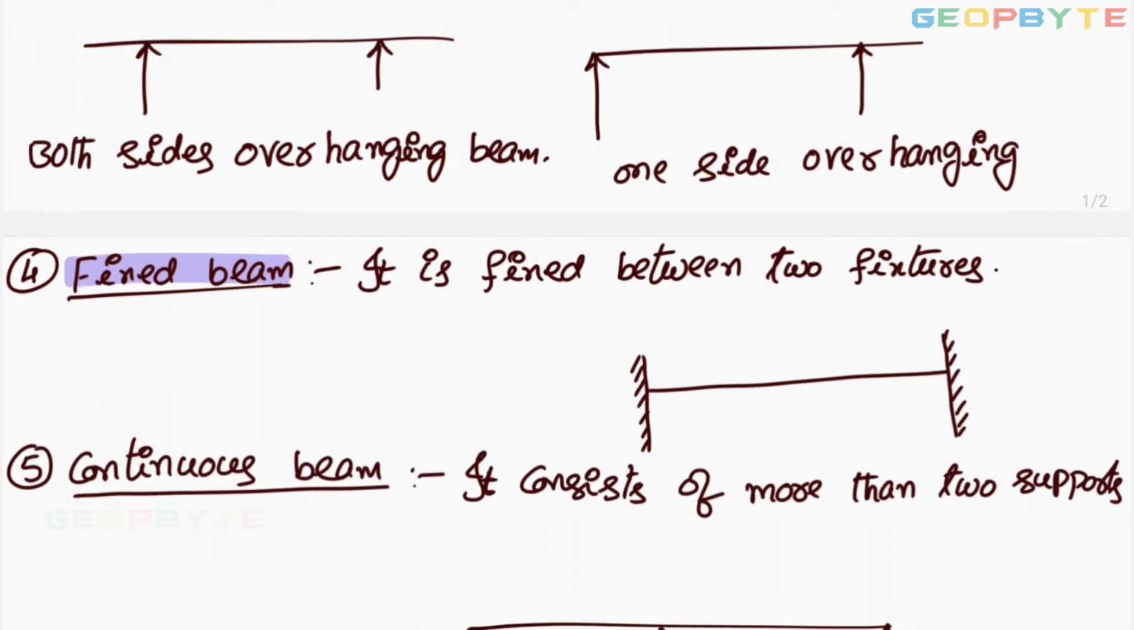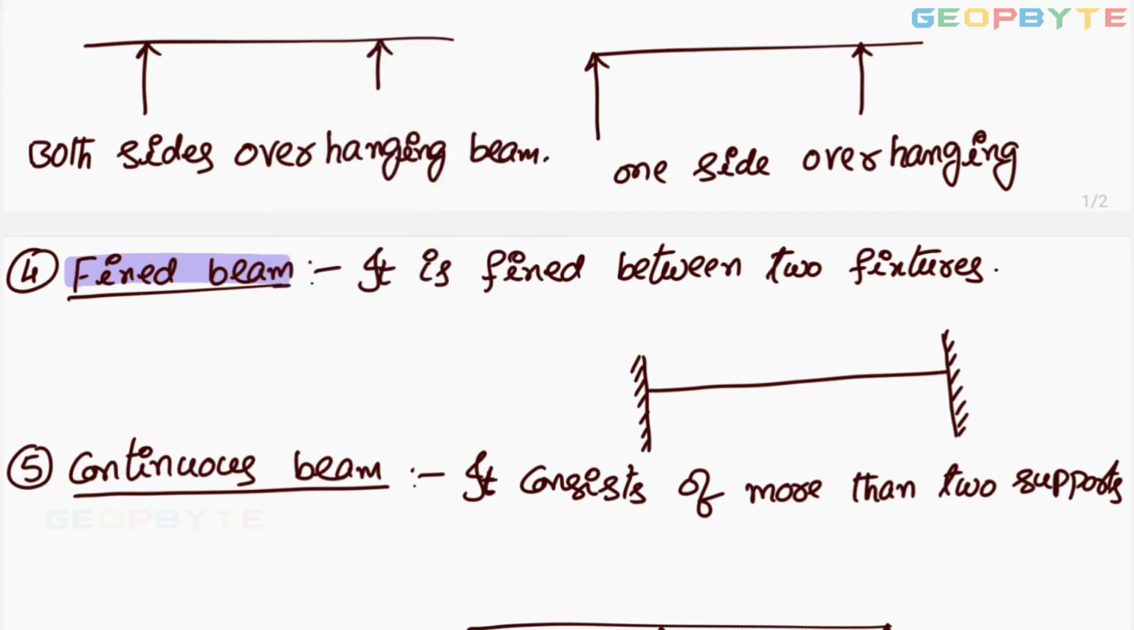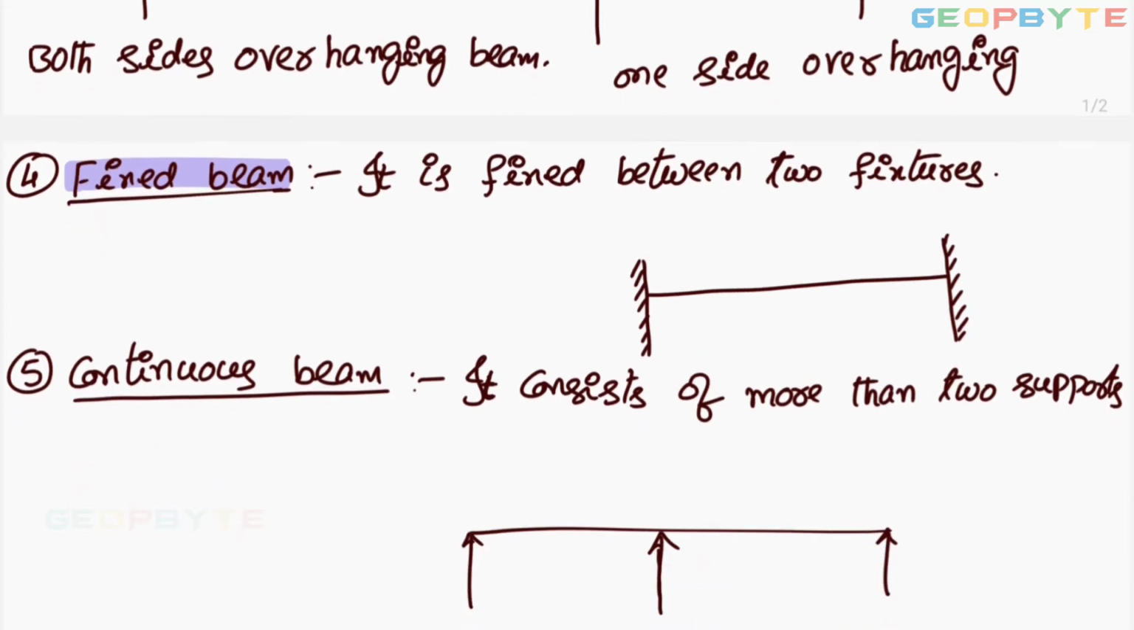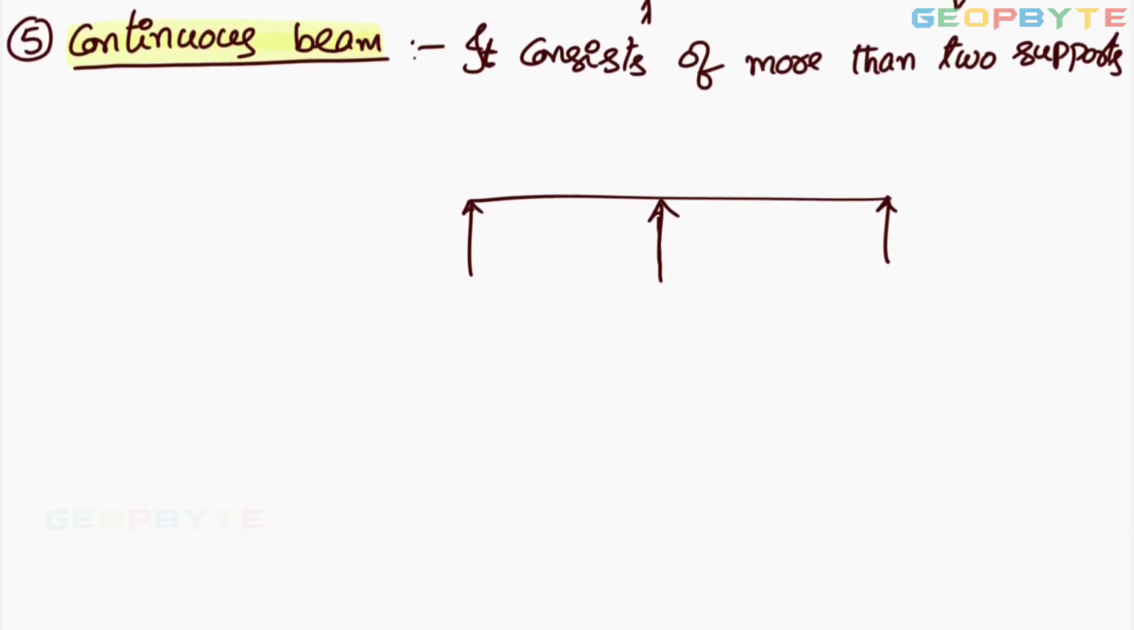The last one, continuous beam. The continuous beam is one which consists of more than two supports. That is about the beam and types of beams.